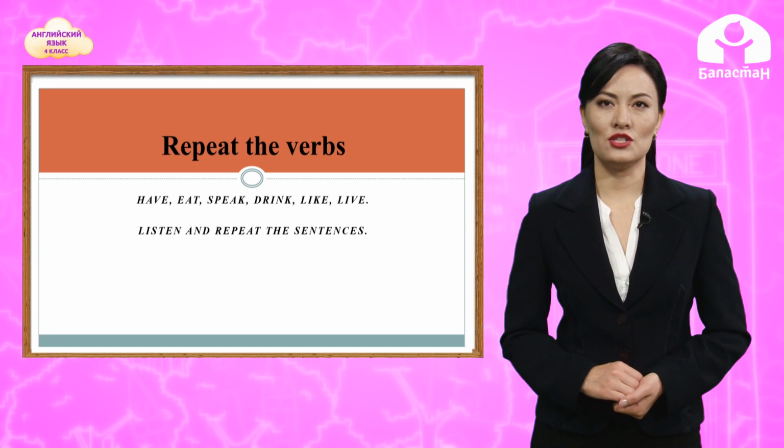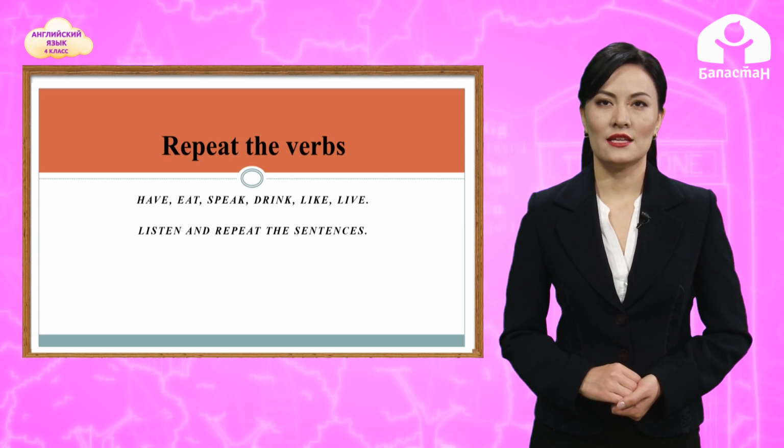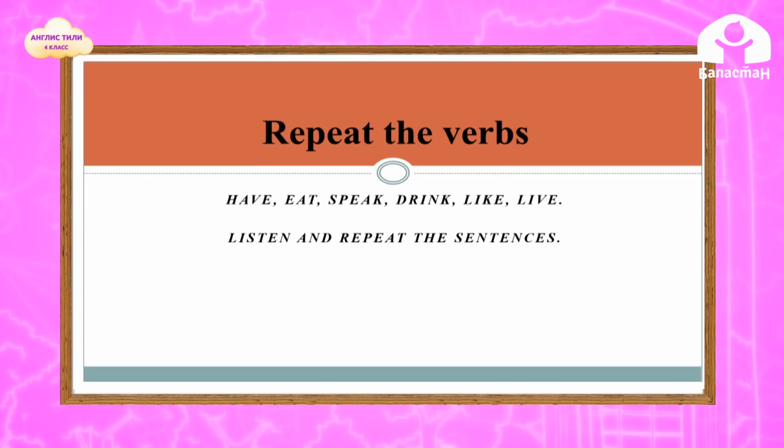Let's spell it. H-A-V-E. Have. Eat. Let's spell it. E-A-T. Eat. Next verb. Speak. S-P-E-A-K. Speak. Drink. D-R-I-N-K. Drink. Like. Live.